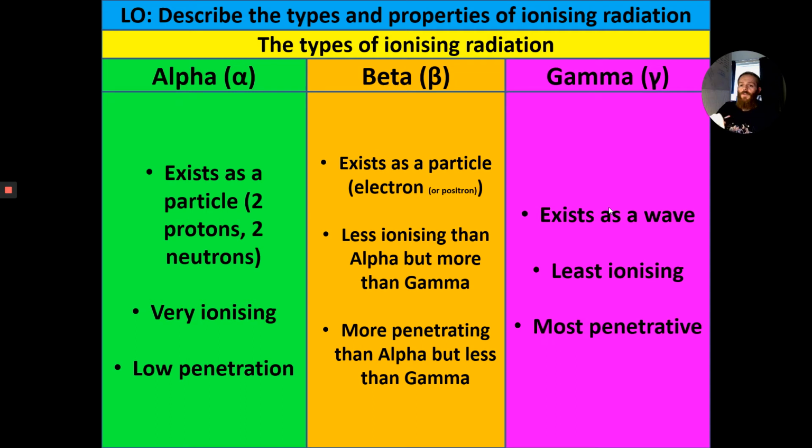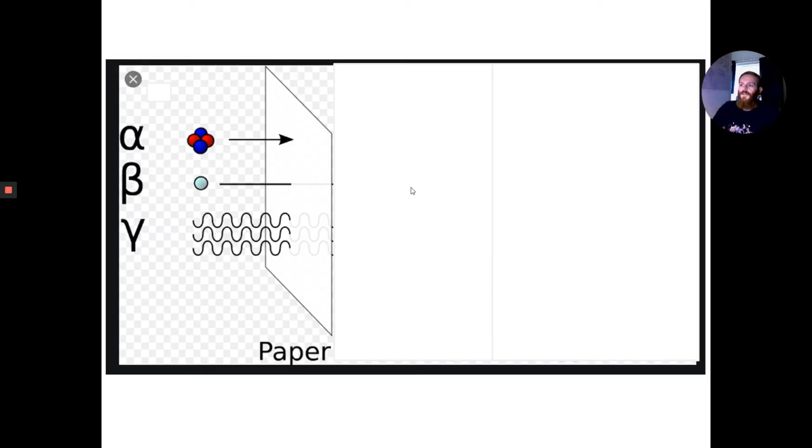And then we've got gamma, which is one of the easiest ones we're going to talk about today to understand, I should say, because there's not much to it in terms of detail. So it exists as a wave. It is the least ionizing, but it is the most penetrative. So what's all this that I'm going on about? The easiest way to understand this is to, first of all, see it in a classroom where we'd actually get some radioactive sources out and we'd show you the different types of radiation and that they can penetrate different substances, some better than others. So let's have a look at that in picture detail.